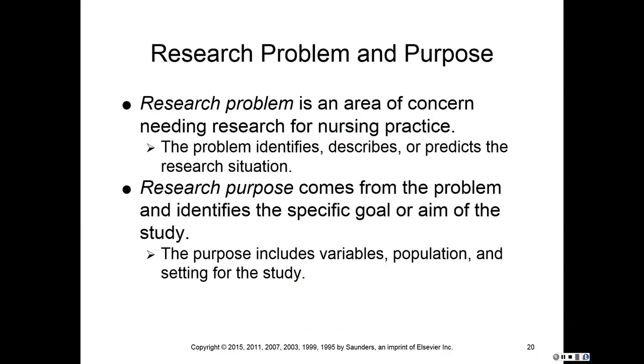So number one would be defining the research problem and purpose. The research problem is an area of concern needing research for nursing practice. The problem identifies, describes, or predicts the research situation. The purpose comes from the problem and identifies the goal or the aim of the study. The purpose includes variables, population, and study setting.